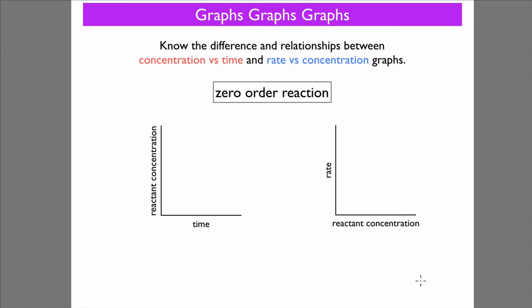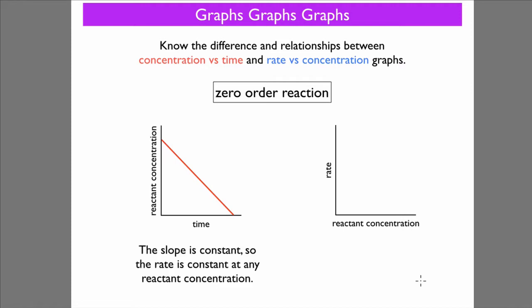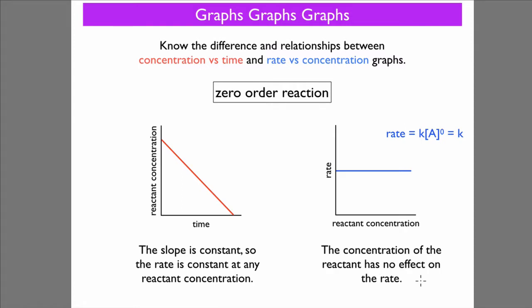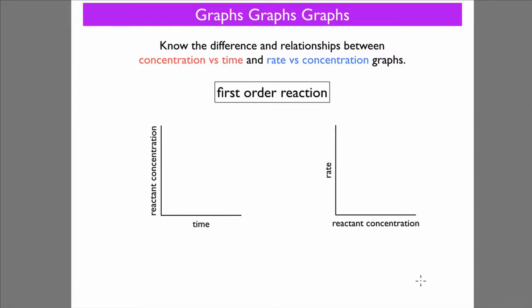For zero order reactions, you get a straight descending line as the concentration decreases over time. The slope is constant, so the rate is constant at any reactant concentration. We know that rate equals the rate constant because the concentration is to the power 0, so it's just 1. So we get a straight line. Rate remains the same regardless of reactant concentration. The concentration of the reactant has no effect.